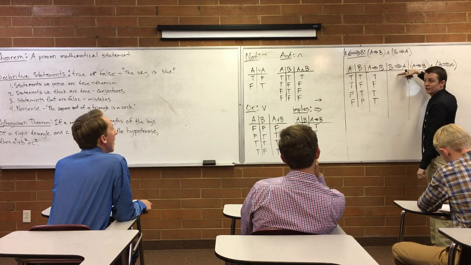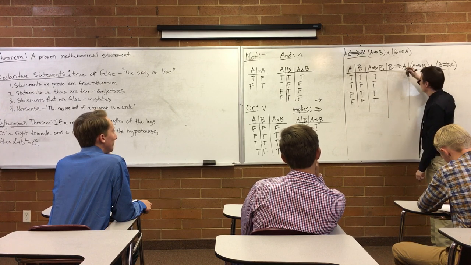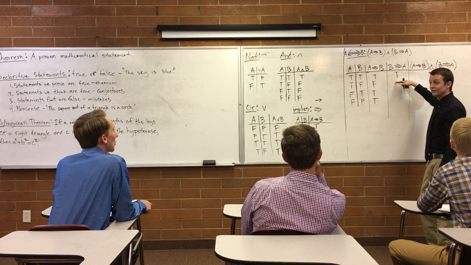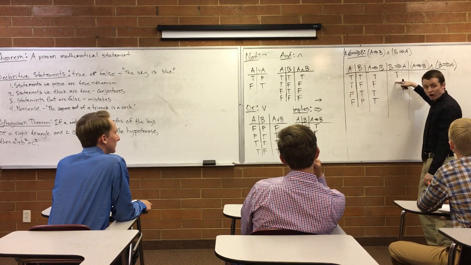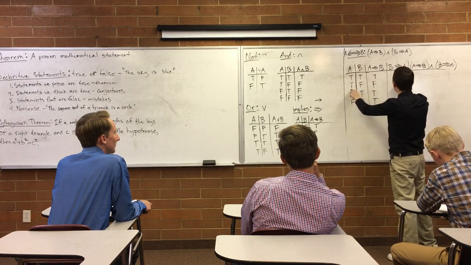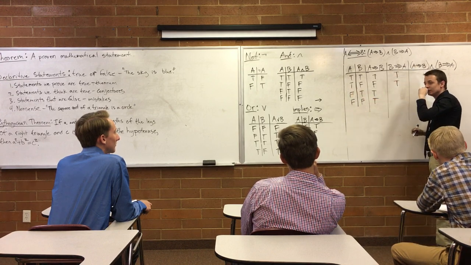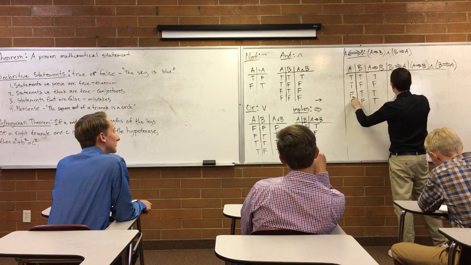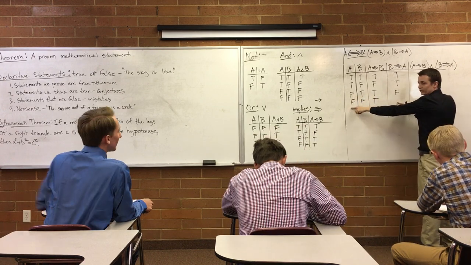Okay. So now, let's do B implies A. B implies A. True or false here? True. True. True. True or false here? True. False implies true. True. False implies true is? True. False implies anything is true. Yes. That includes false implies true. True implies false is? False. And false implies false is? True.